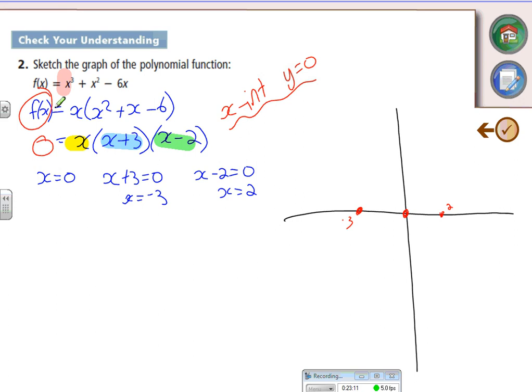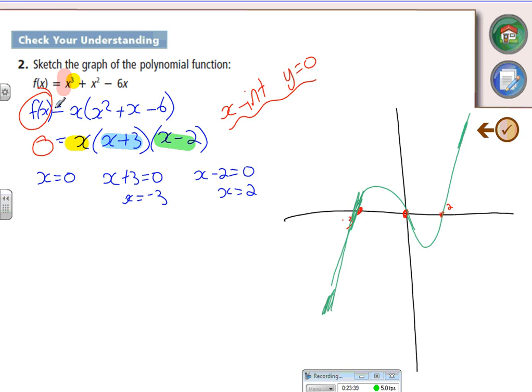Positive leading coefficient. That means it is going to end going up. Odd degree. That means it's going to start opposite. We know then it's going to come up through this one, and it's going to have to curve going down and then back up.